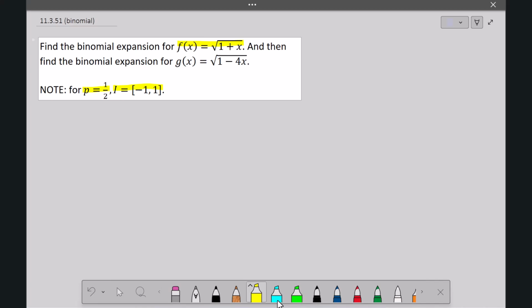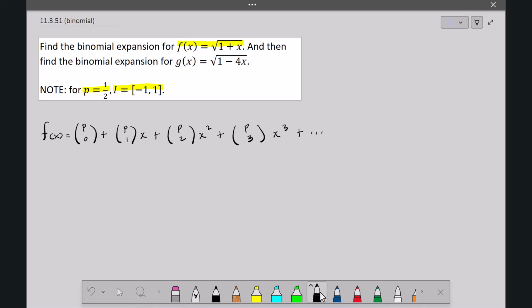For a binomial series, we can't use the ratio test like we normally do to find that interval of convergence. This will always be provided for us. So the function f of x, if we want to expand it as a binomial, it will be, in general, p choose 0 plus p choose 1 times x. It's going to look a heck of a lot like a geometric series with modified coefficients. Instead of the standard geometric series coefficients, we have these binomial coefficients.